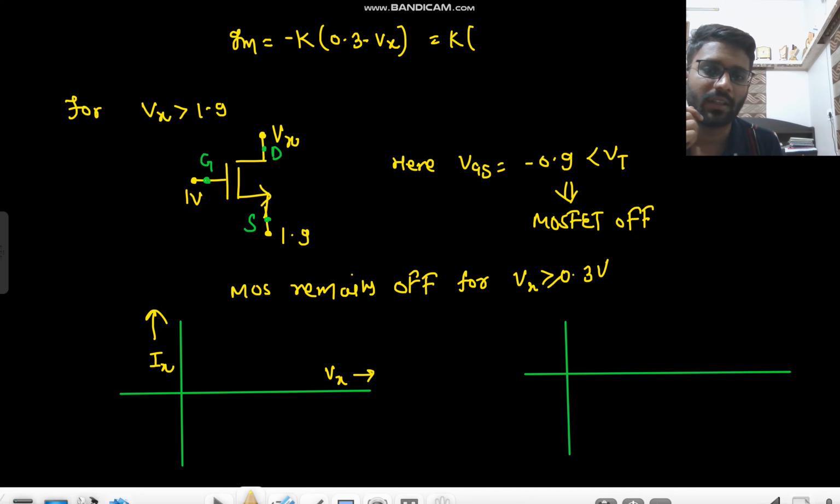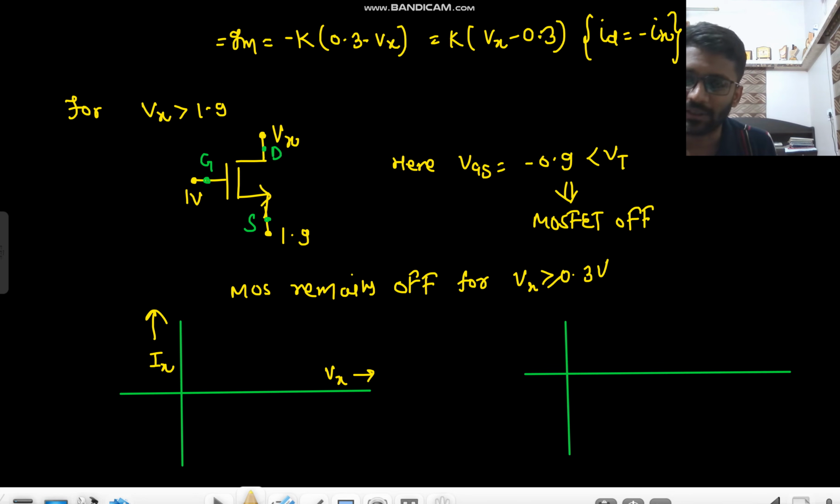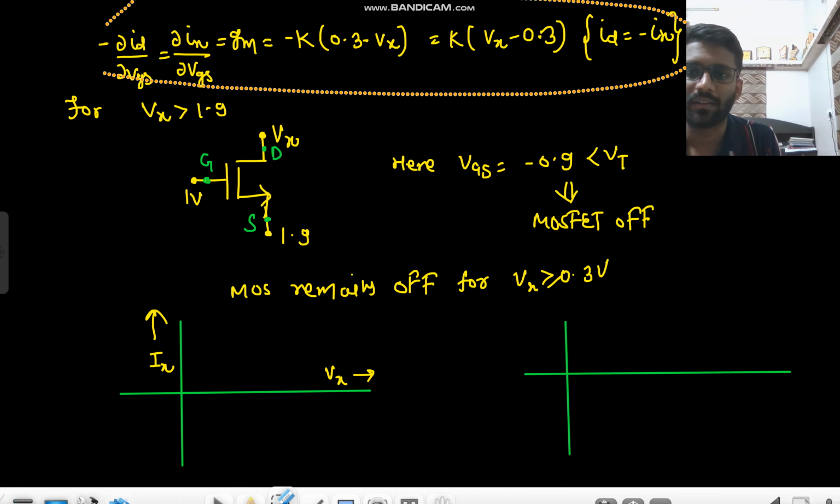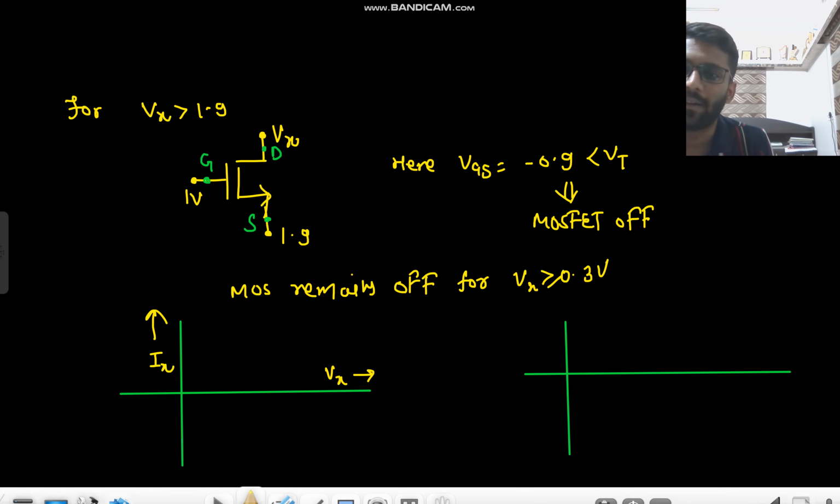So it will be K into Vx minus 0.3, because your ID is equal to minus Ix. GM is del Ix upon del VGS, and that is equal to del ID upon del VGS with a minus. Look, what is your GM? I will write the complete thing again. ID is equal to minus Ix.